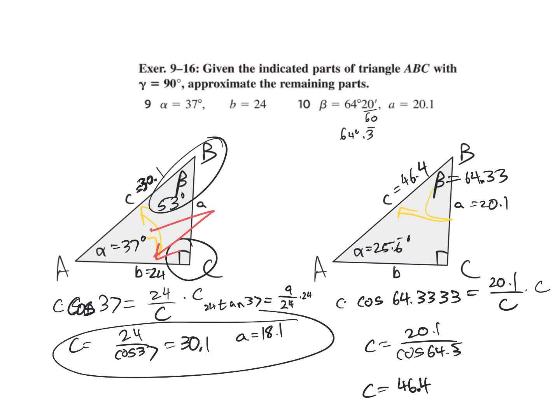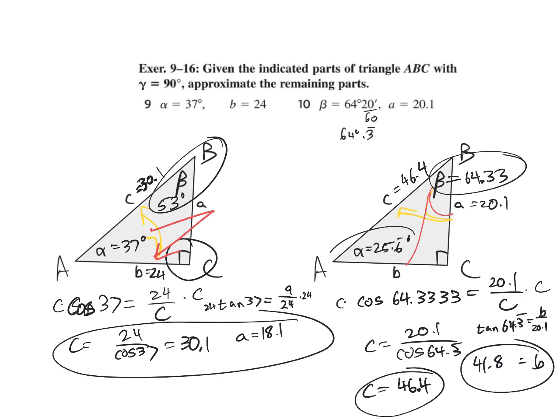All right, and now we'll use the adjacent leg and the opposite leg, so tangent. Let's do the tangent of 64.3 repeating equals the opposite leg over the adjacent leg. So we're going to take 20.1 times the tangent of 64.3 repeating, and we'll get 41.8. So there are all the values that you needed to get.